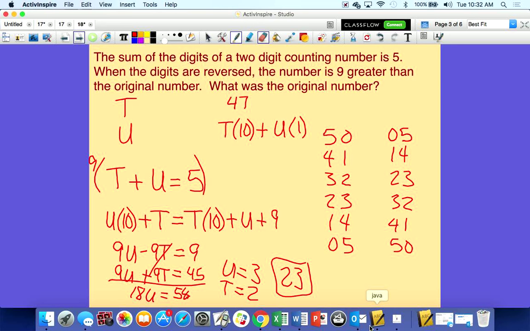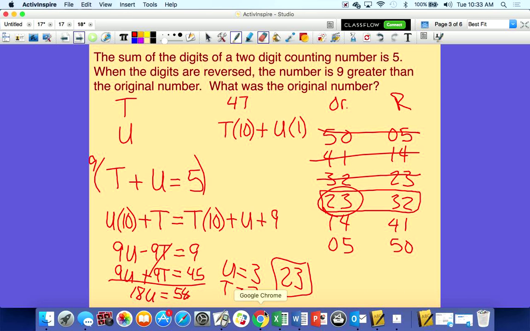Alright, what this says is when the digits are reversed, so here's our reverse column, the number is 9 greater than the original. So our reversed column is 9 more than our original column. Is 5 9 more than 50? No. Is 14 9 more than 41? No. Is 23 9 more than 32? No. Is 32 9 more than 23? Yes. So then we just have to answer the question. What was the original number? Our original number was 23.